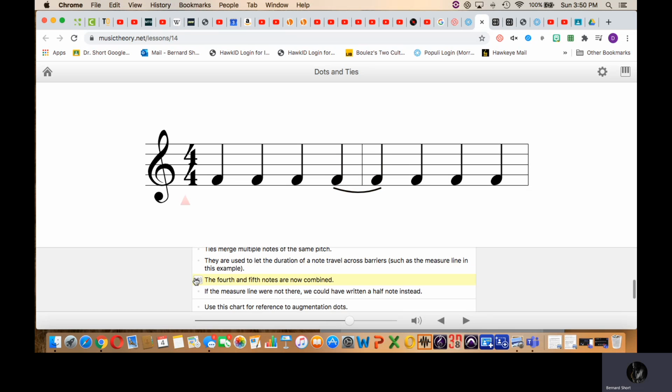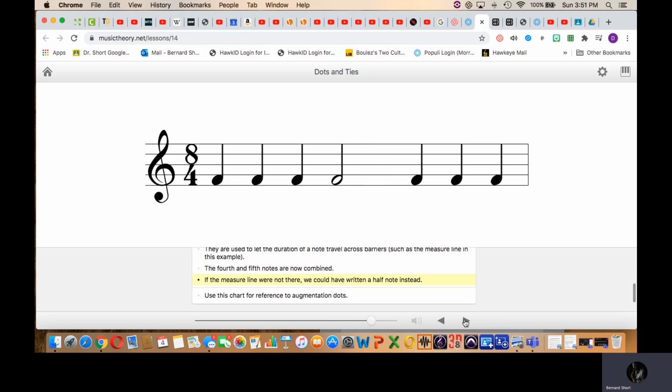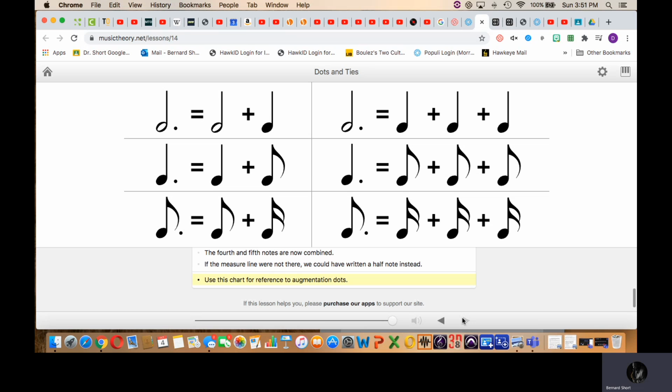So this is how it sounds. Just extends the note. Now, if there was no ledger line there, I would write it as a half note, like I said earlier. Okay. Here's your chart so you can understand what these dotted notes mean and everything else.